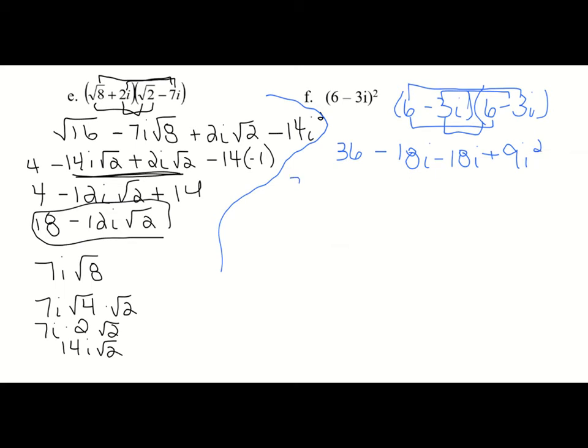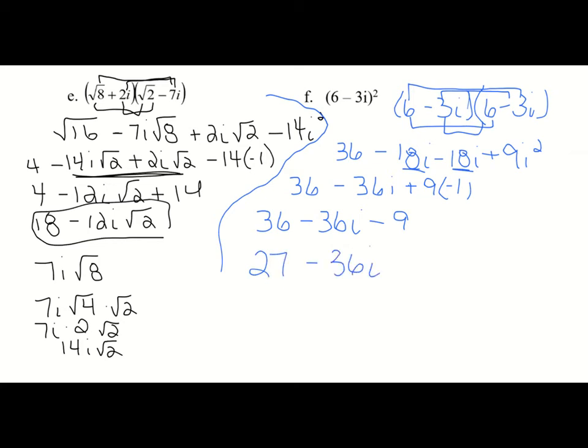All right, when we start simplifying, we're going to have 36 minus 36i, because I'm going to add negative 18i and negative 18i, plus 9 times negative 1, because that i squared equals a negative 1, and we do have to convert it. So now I have 36 minus 36i minus 9, because negative 1 times 9 is a negative 9. So then when I do my subtraction, 36 minus 9 will give me 27 minus 36i. And that will be our final answer there.